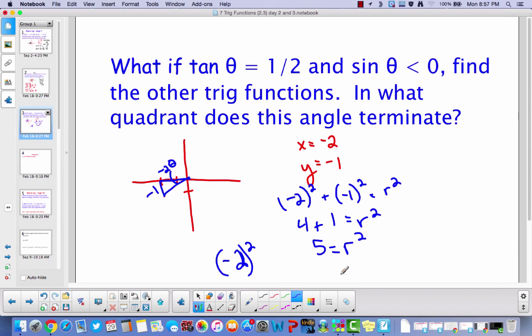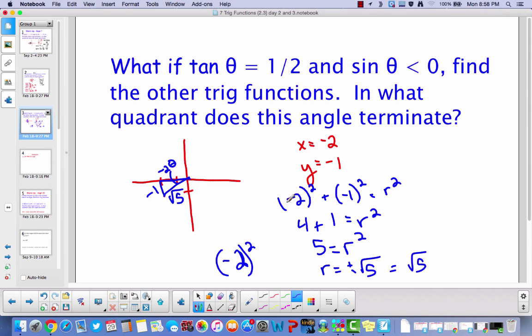So 5 equals r squared. So then r equals plus or minus the square root of 5. Now, which value do we want? Would you talk to your side partner, please, for a minute about which value of those you want? Right. We want the positive value because our radius is always positive. So our radius is going to be the square root of 5. That is what we want. So now we know x, y, and r.